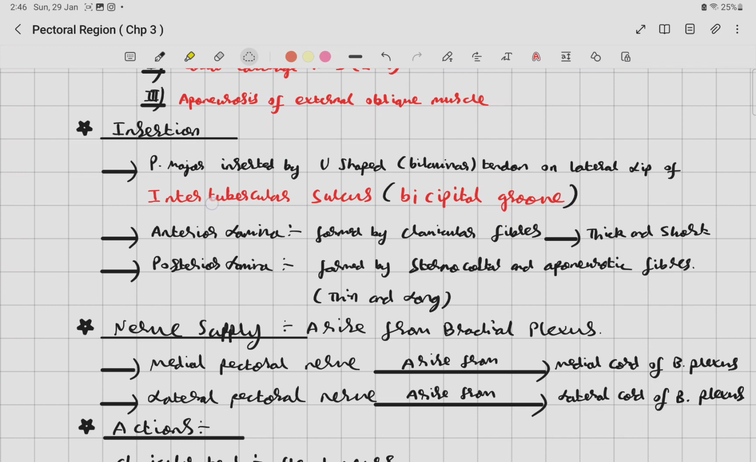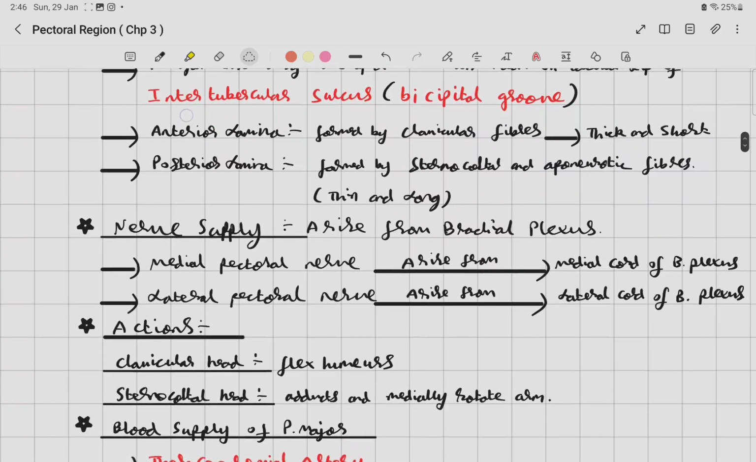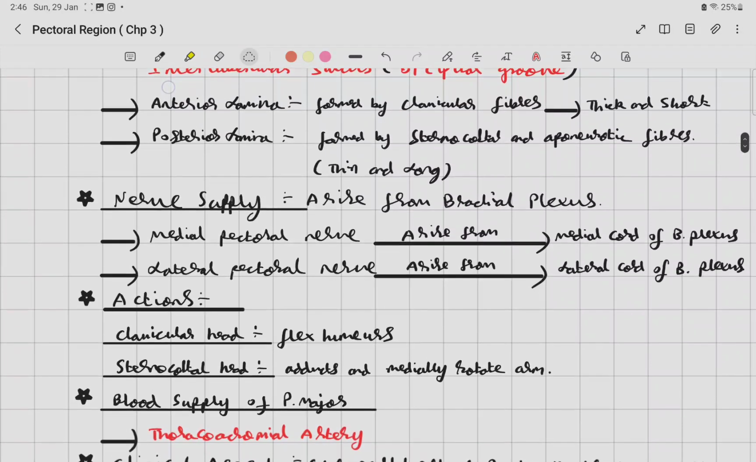Okay, then the nerve supply of the pectoralis major muscle arises from the brachial plexus. It is supplied by the medial pectoral nerve, which arises from the medial cord of the brachial plexus, and the lateral pectoral nerve, which arises from the lateral cord of the brachial plexus. So the nerve supply of pectoralis major is the medial pectoral nerve and lateral pectoral nerve.